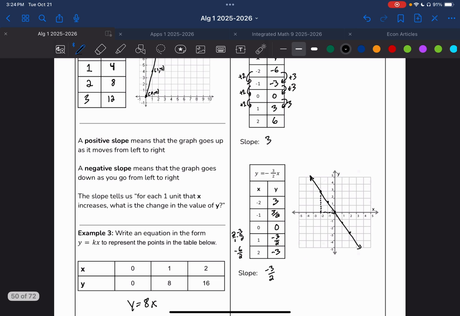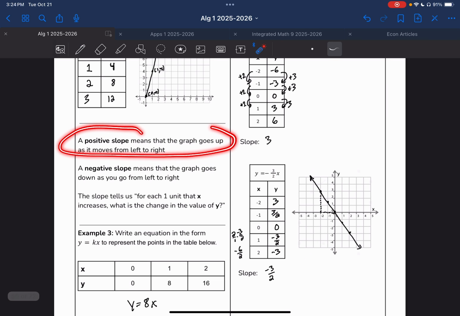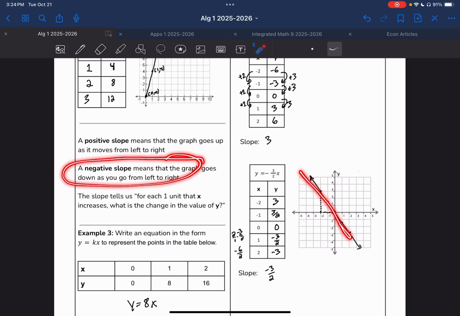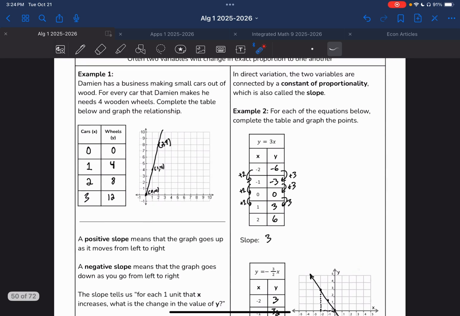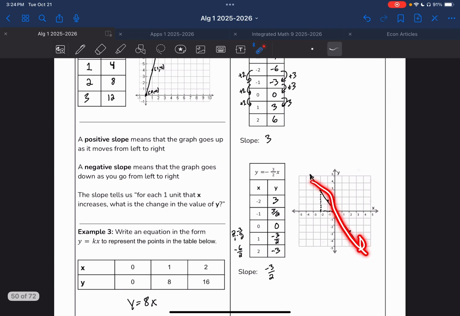And just to clarify that, the positive slope means the graph goes up when we go left to right. Negative slope means it goes down. So this is a case of a negative slope here, because as we move from left to right, the graph is going downwards.